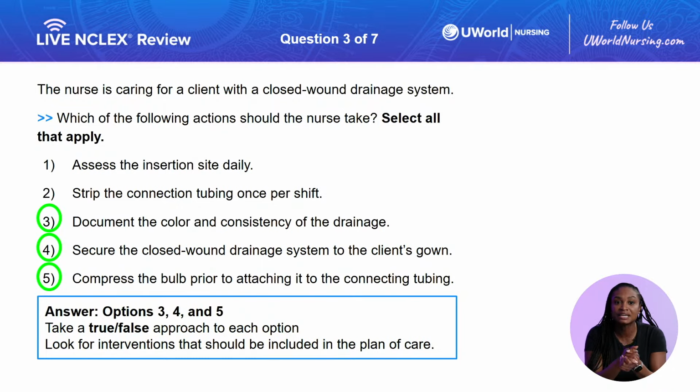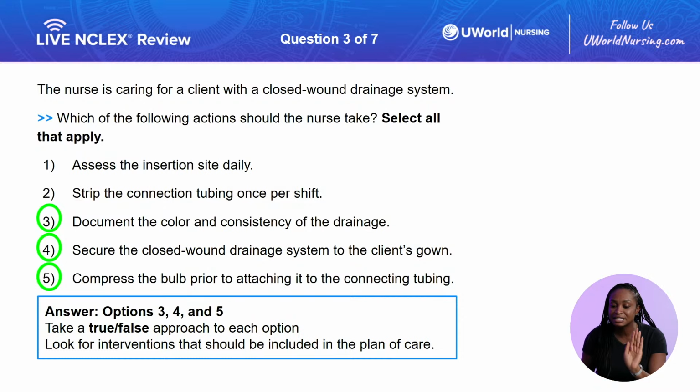Option 2, strip the connection tubing once per shift. This would actually be an incorrect action. It's actually not best practice anymore. That's what a lot of people call milking the tubing. This can increase the chance for dislodgement as well. So we never want to strip the connection tubing because it can cause dislodgement. So don't do that as well.